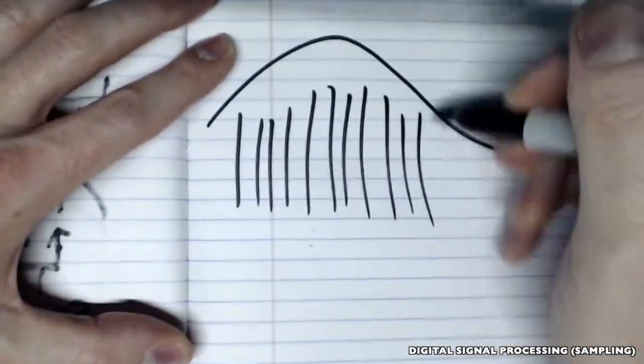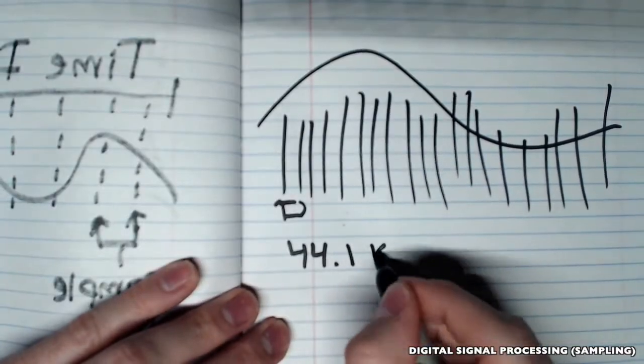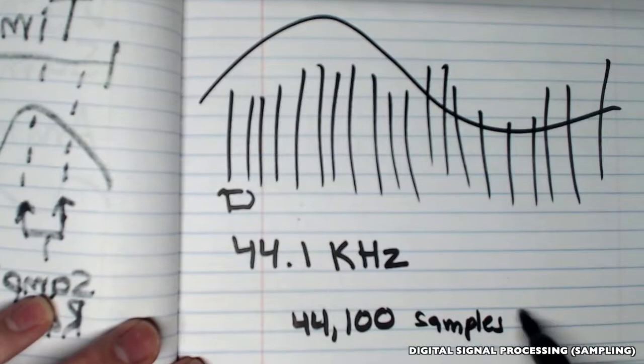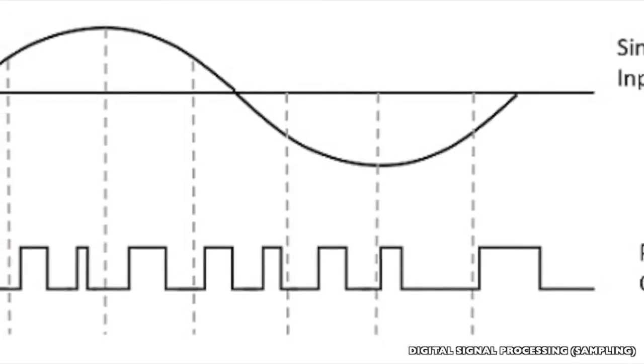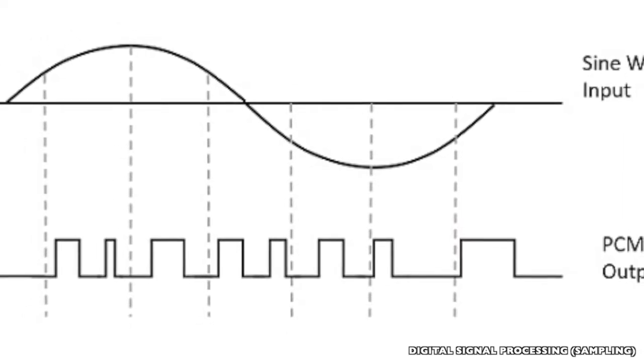For example, the sampling rate of an audio CD is 44.1 kHz. That means 44,100 samples are taken every second. These samples are recorded and stored for later use in replication or playback. The technique is called pulse-code modulation, PCM.